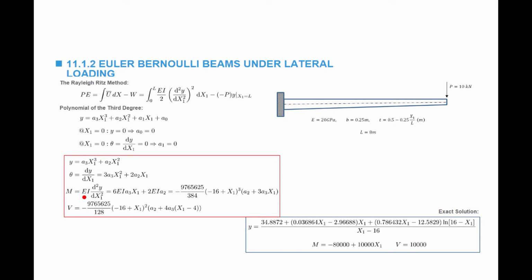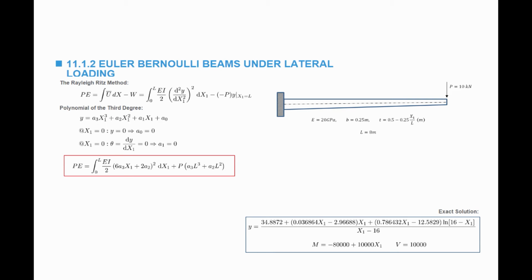Moment is equal to EI, the second derivative of y. So this is the associated moment. And after substituting for I, we end up with this equation, and the shear is equal to dM by dx1, so we end up with this equation for the shear. In order to find the unknown coefficients a3 and a2, we need to write the potential energy of the system and find a3 and a2 that would make the potential energy of the system minimum.